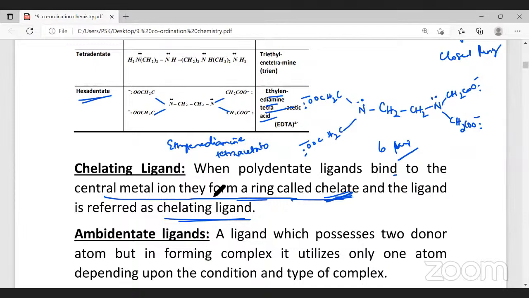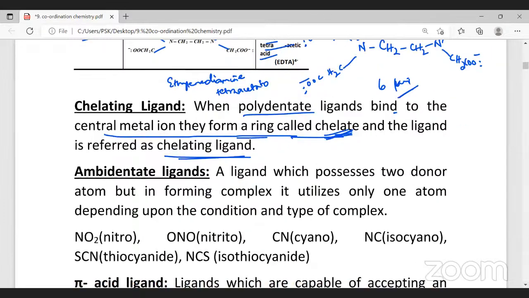So there are so many examples of polydentate ligands. We discussed bidentate, tridentate, hexadentate, all that we learned. So any polydentate ligand which can get bound to the central metal atom or ion to form a ring is called a chelating ligand. Understood this clearly?